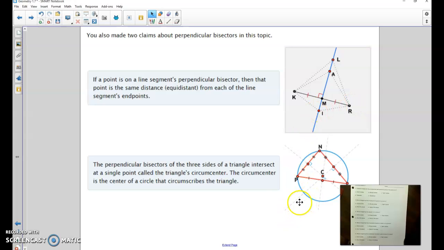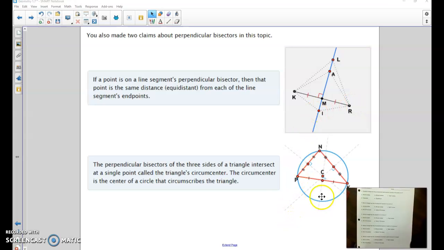Then we learned if we make the 3 perpendicular bisectors of a triangle, we can tell that by the right angle symbols and the congruent symbols here. They intersect at a single point as well, and that point is called the circumcenter. The circumcenter is the center of the circle that circumscribes the triangle, or the circumscribed circle, sorry.